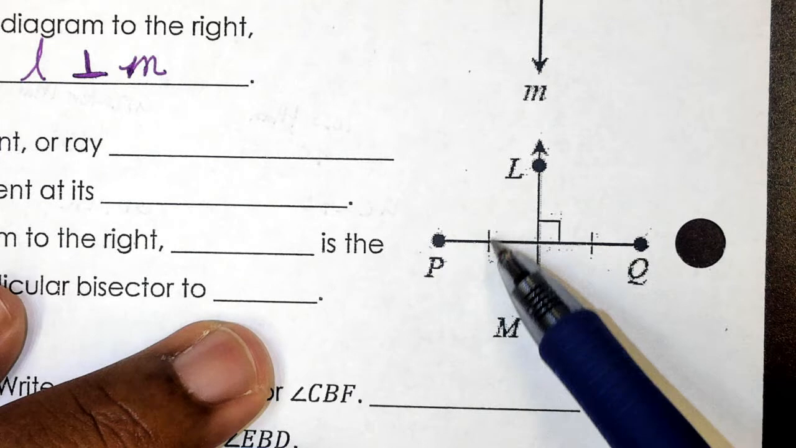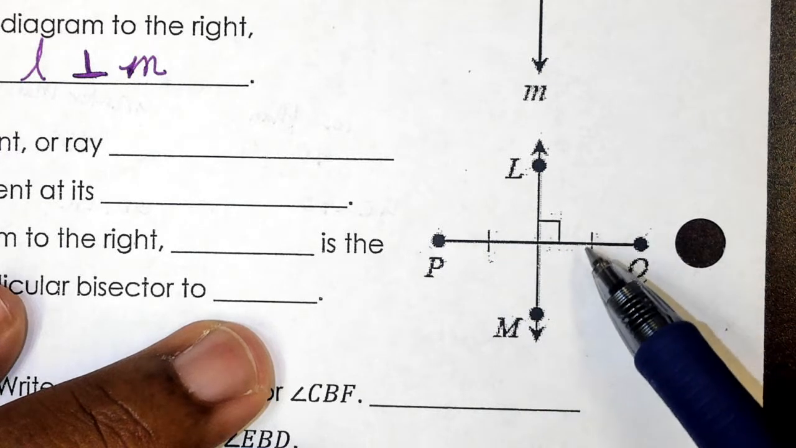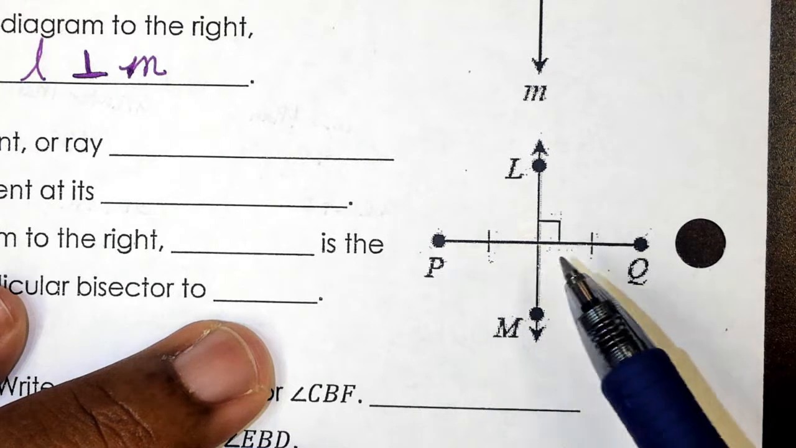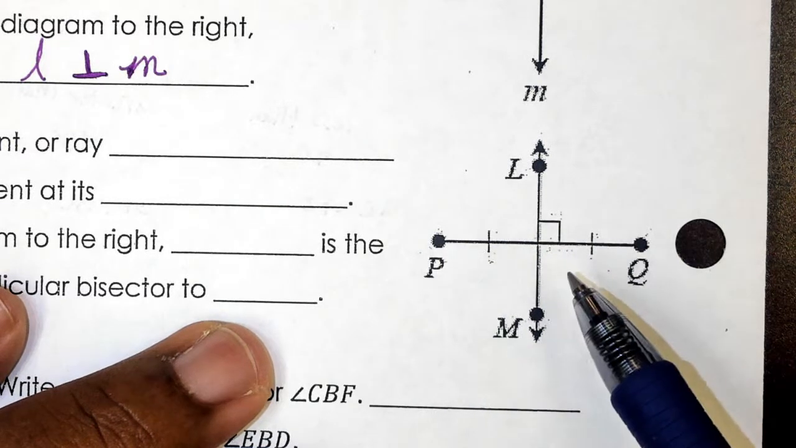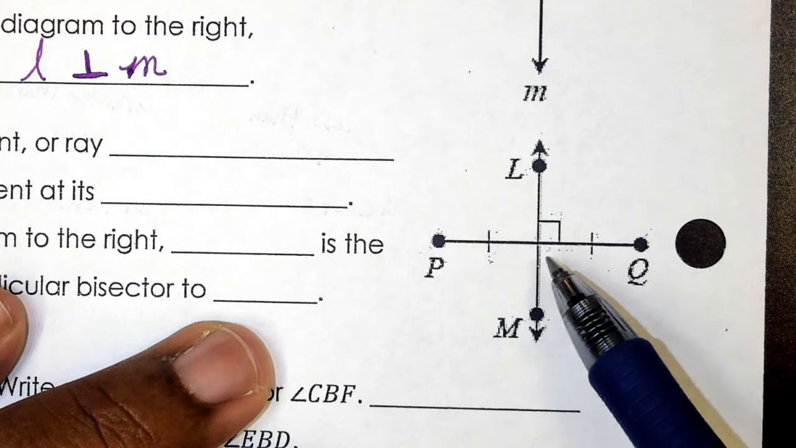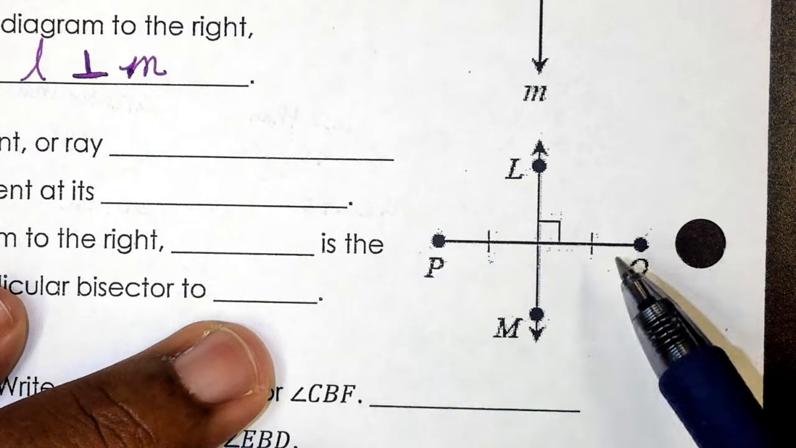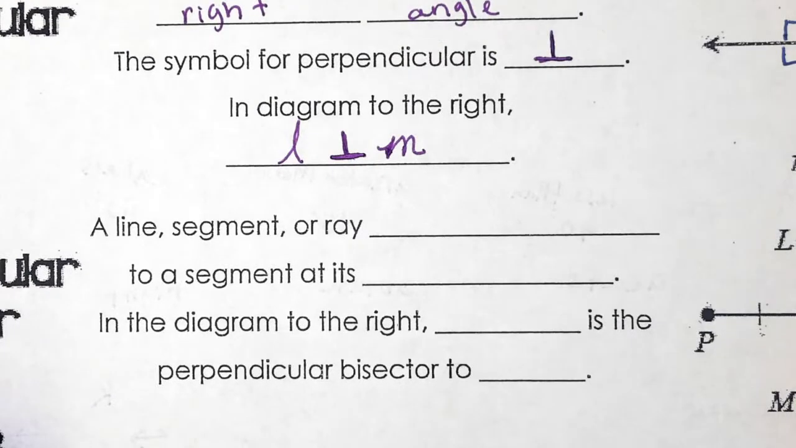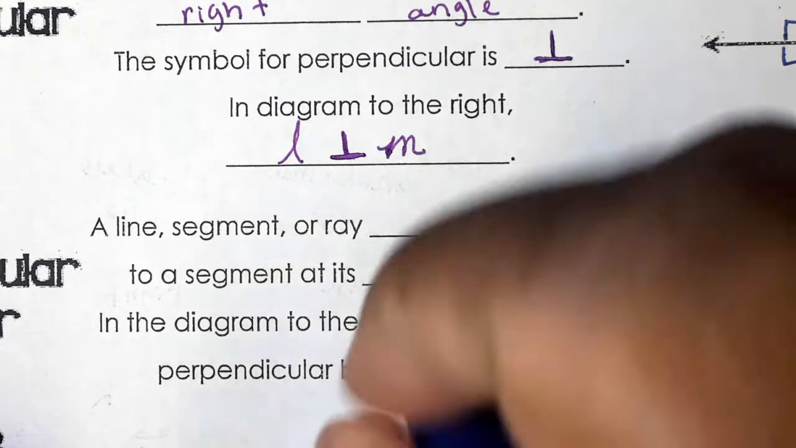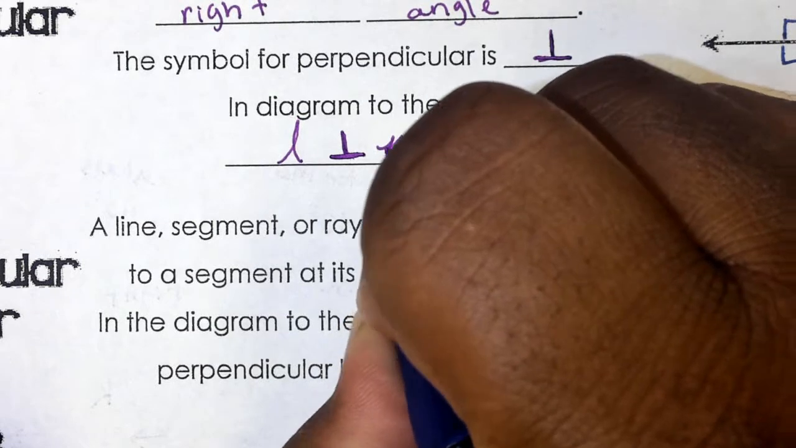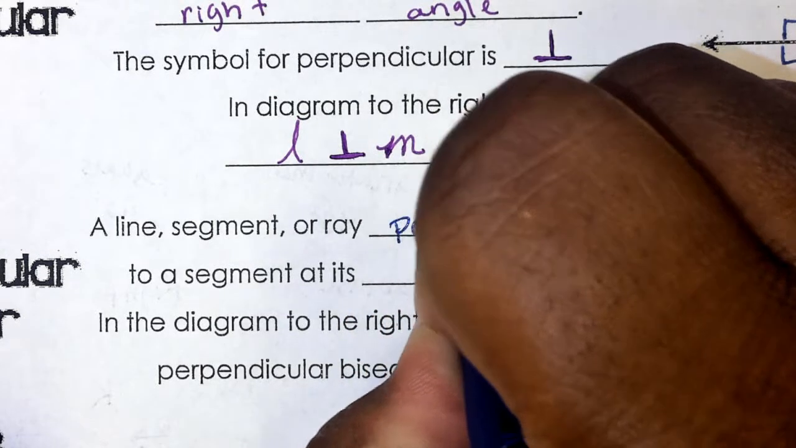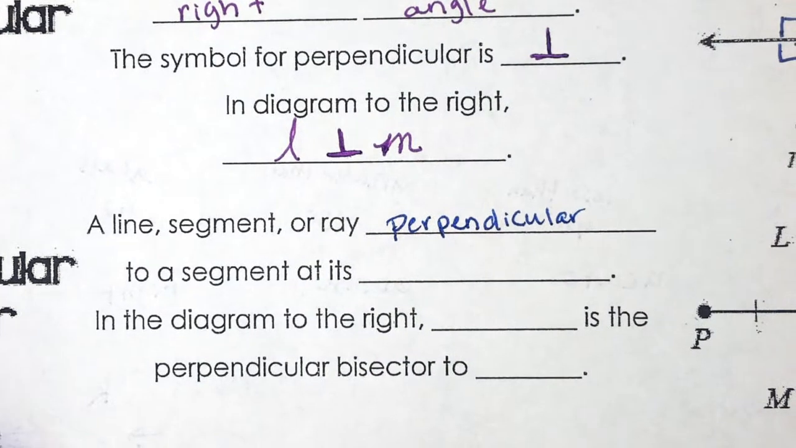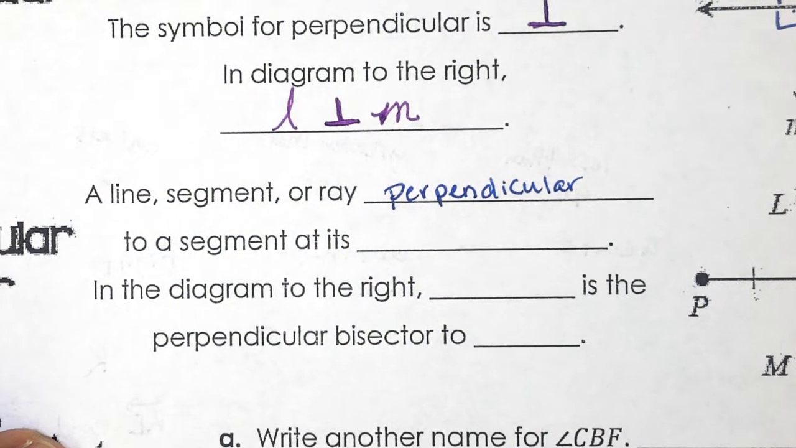I'm seeing that because they indicated with side markings here that these two segments are congruent. So this is the definition of a perpendicular bisector. This is what it will look like. Perpendicular because you still got the right angles here. Bisector because it's cutting a segment in half. So, a line, a segment, or a ray. Perpendicular. If you don't know how to spell it, it's right out there to the side. Alrighty. To a segment at its midpoint.